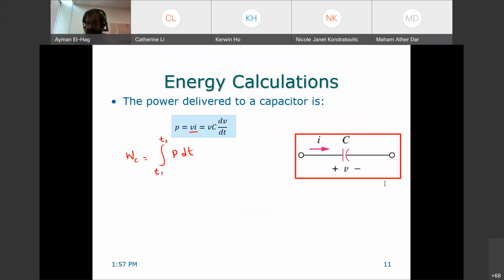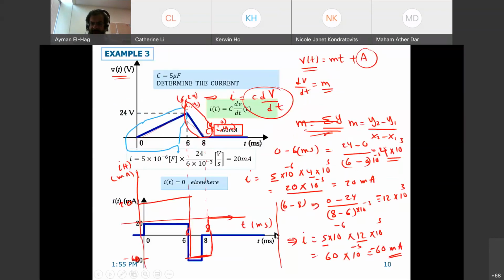What is the 5 times 10 to the minus 3? I'm not following. Let me see here back. There is no 5 times 10 to the minus 3. This is 5 times 10 to the minus 6, which is the capacitance. So there is no 5 times 10 to the minus 3.